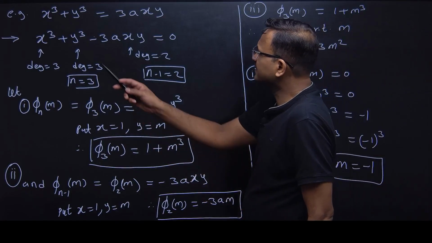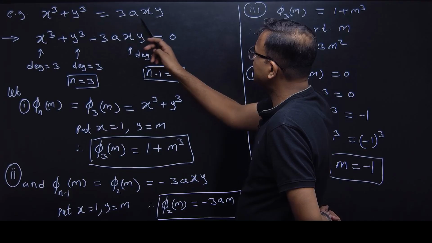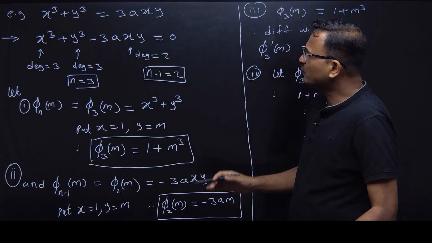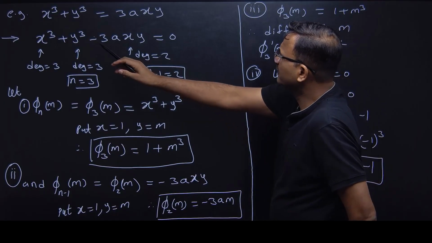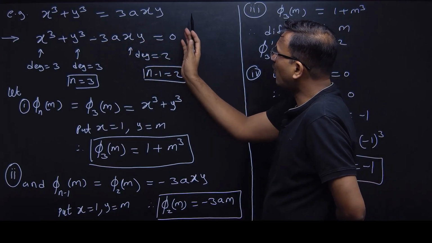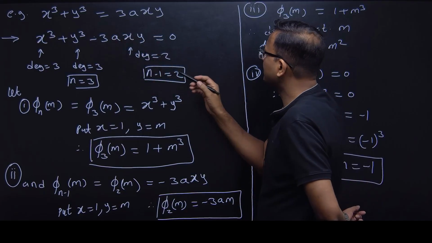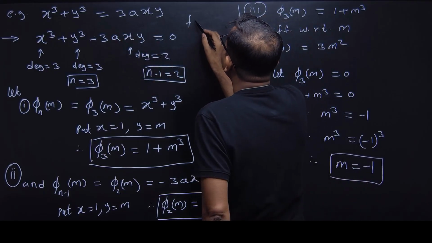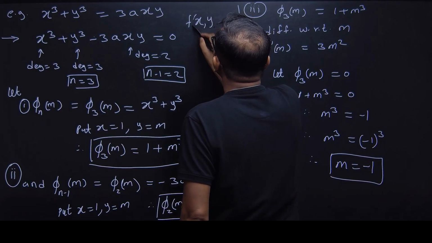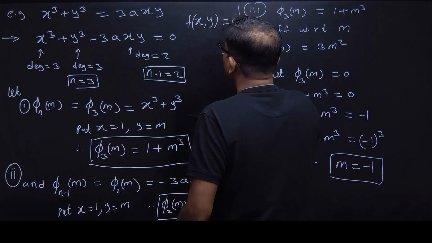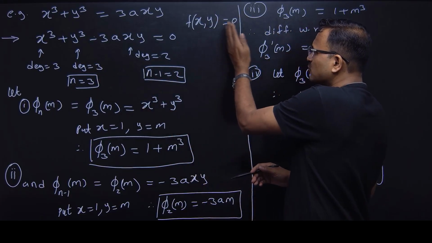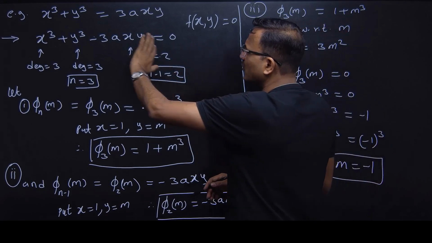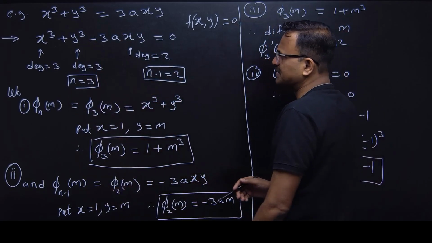So consider this example, x cube plus y cube is 3axy. We'll see how to find the oblique asymptote for this kind of equation. First of all, we'll bring all terms to the left hand side. We bring the equation in this form, f of x comma y is equal to 0. We express the equation in implicit form, or in simple words, we bring all terms in the equation to the LHS.